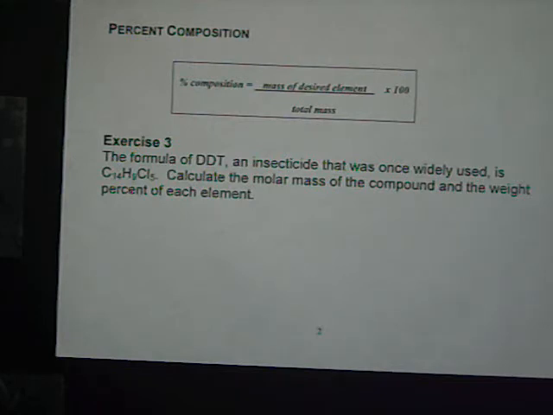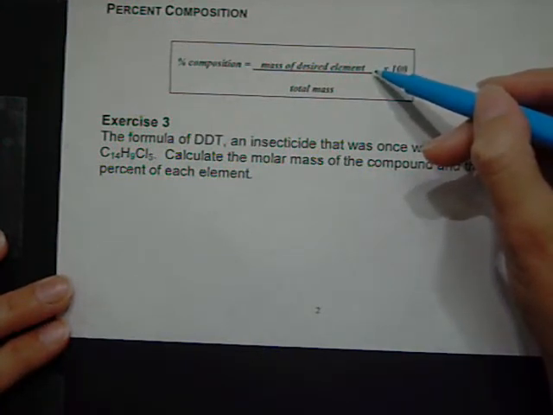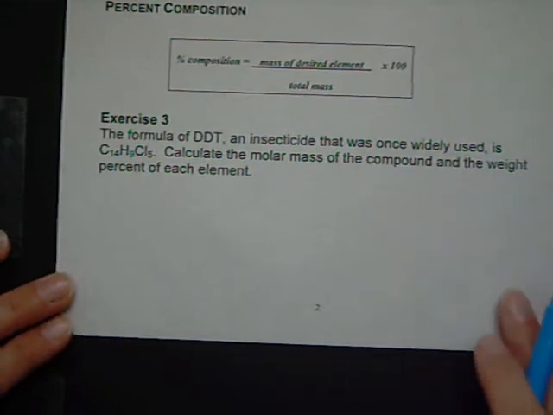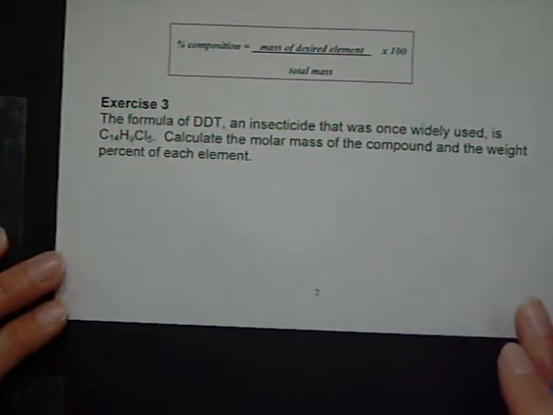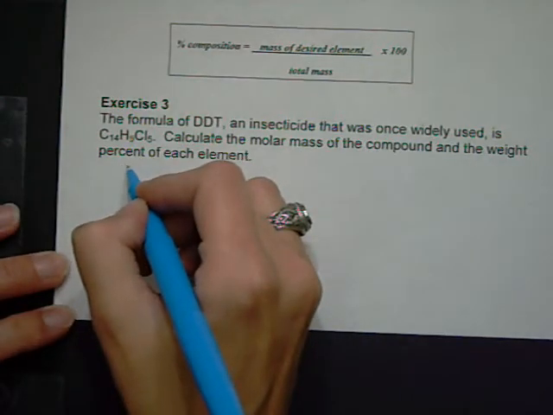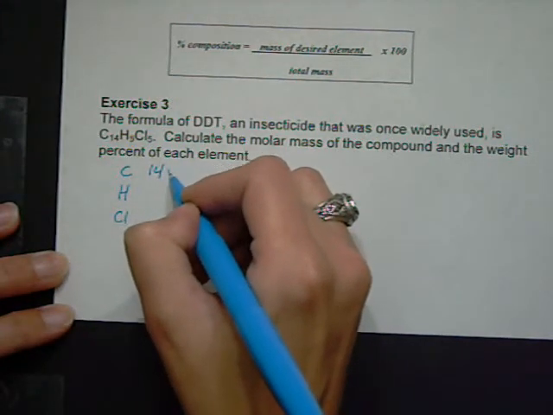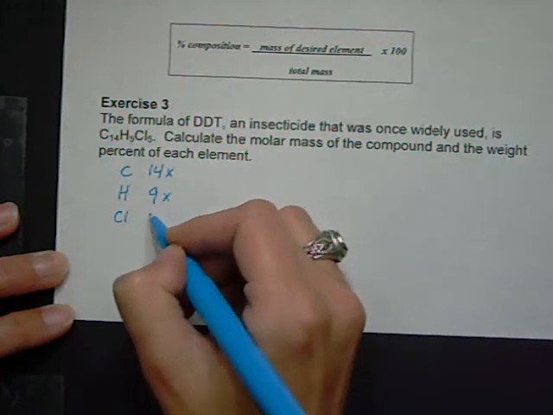Alright, last part of this note session is percent composition. This is nice and easy, but it leads into our empirical formula, so we do need to discuss it a little bit. Percent composition is essentially the mass present of the desired element that we're looking for over the total molar mass. So in our example, the formula for DDT is given here. Calculate the molar mass of the compound and the weight percent of each element. Alright, so we're getting pretty good at molar mass. We have C, H, and Cl, and it tells us very specifically how many of each we have.